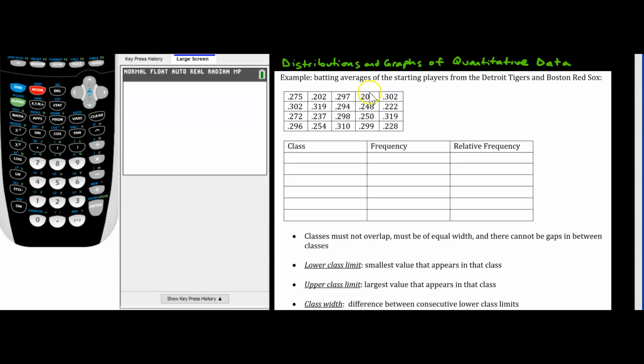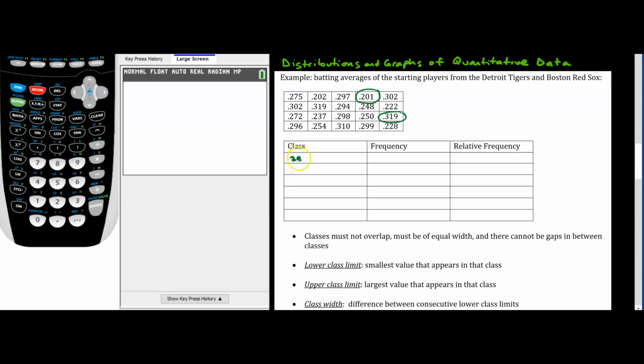Okay, so I'm looking at the data. I see that the lowest data point is 201. The highest batting average is 319. And so given that, and that I don't want to have a very large number of categories or classes, and that I also want to have categories or classes that have an equal width, I think that creating categories with a width of 20 and starting with 200 for the first category makes a lot of sense. So I'm going to create my classes as follows.